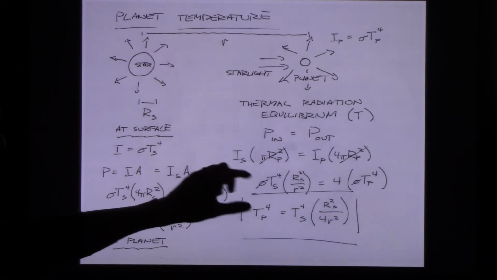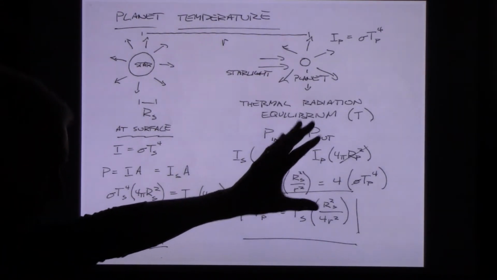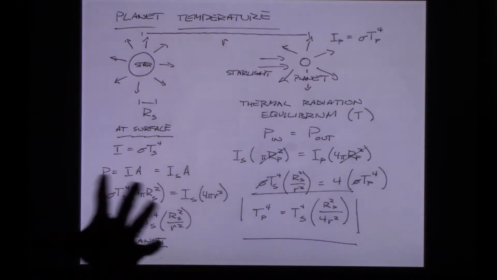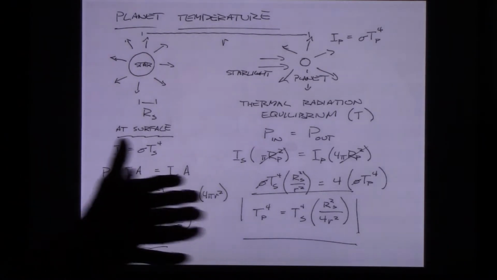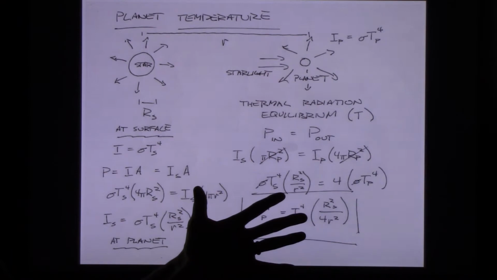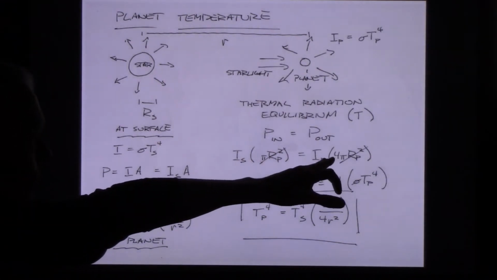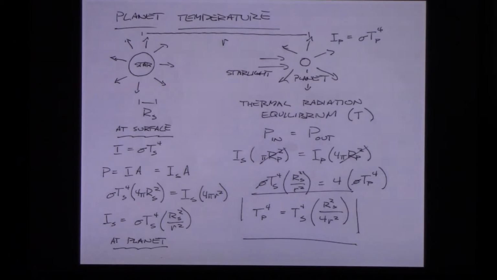So what I'm going to do then is, now there's a factor of 4 on the direction outwards because the planet is radiating outwards in all directions. So the light's only coming in from the direction of the star, but it's being radiated out in all directions, and that introduces a factor of 4 because of the surface area of the planet.